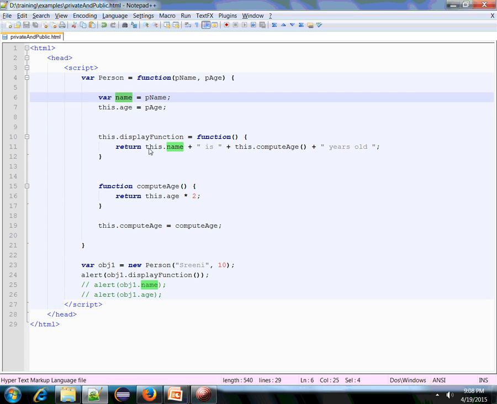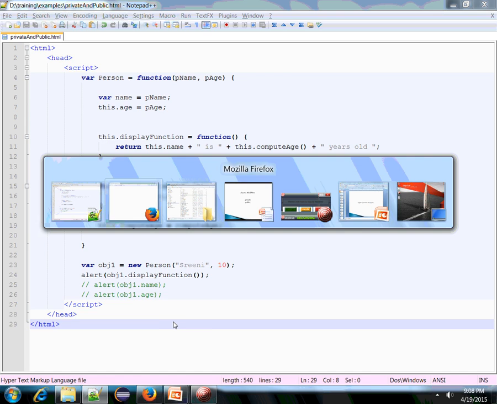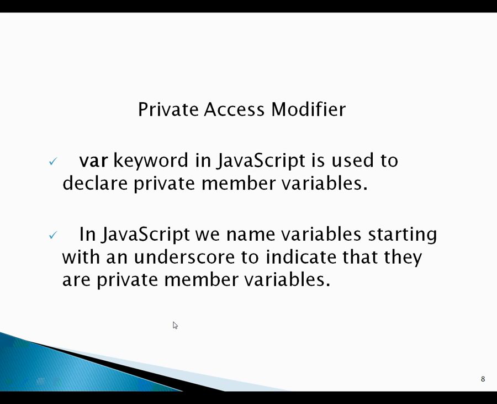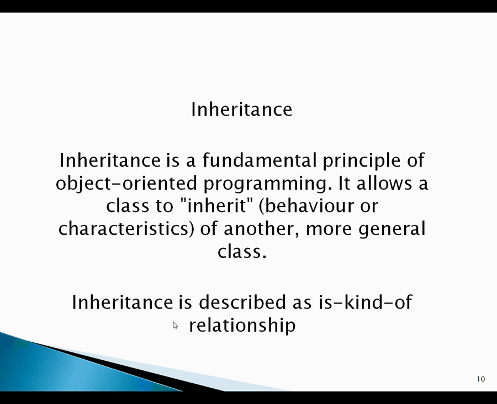So public member variables have to be accessed every time through the this operator, and the private member variables have to be accessed as is. The this operator is used for the public access modifier. Okay, that is about encapsulation.